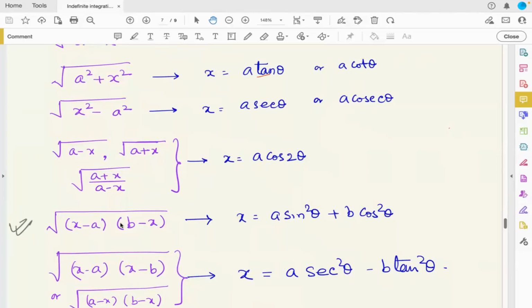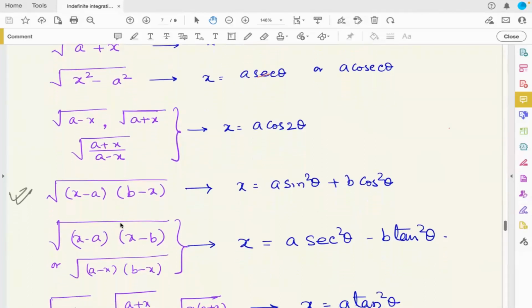Now, the next thing is, if the function is of the form root under (x minus a)(x minus b), what do we have to substitute here? We have to substitute x is equal to a sec square theta minus b tan square theta. So try to remember this, and with practice it will stay in mind. Once we see the questions, things will start making sense.